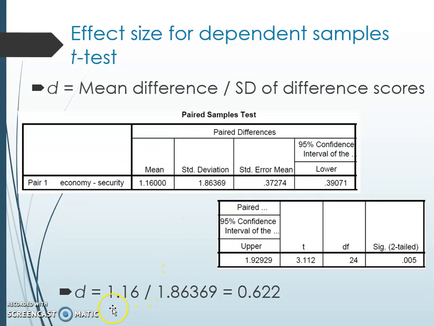You can see I've performed the calculation down here at the bottom, where I've taken the mean difference, which is 1.16, and divided that by the standard deviation, which is 1.86. And so you come out to a Cohen's d of 0.622. What that's telling us is that the difference between economy and security is 0.622 standard deviations. And that's, again, something else that you need to report with APA.